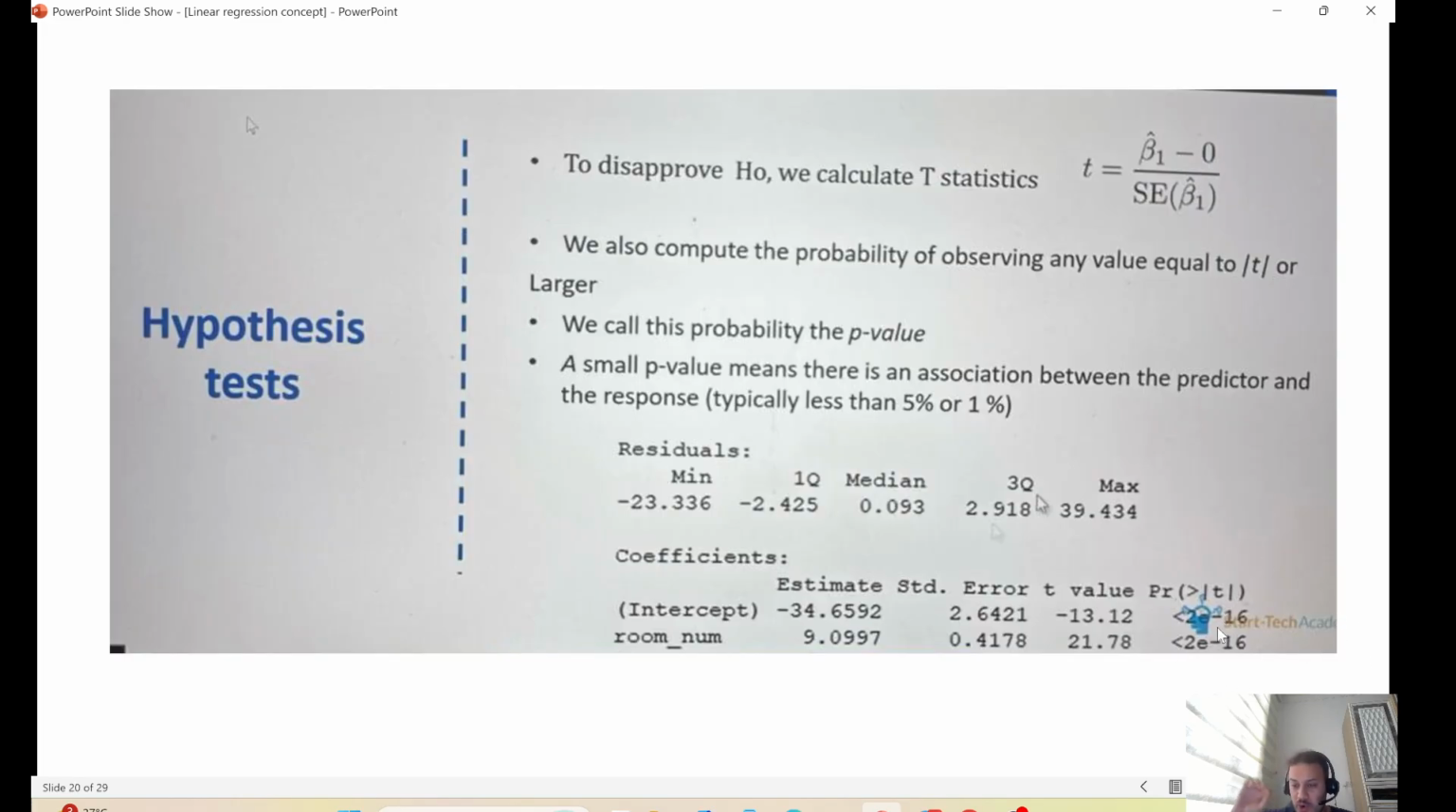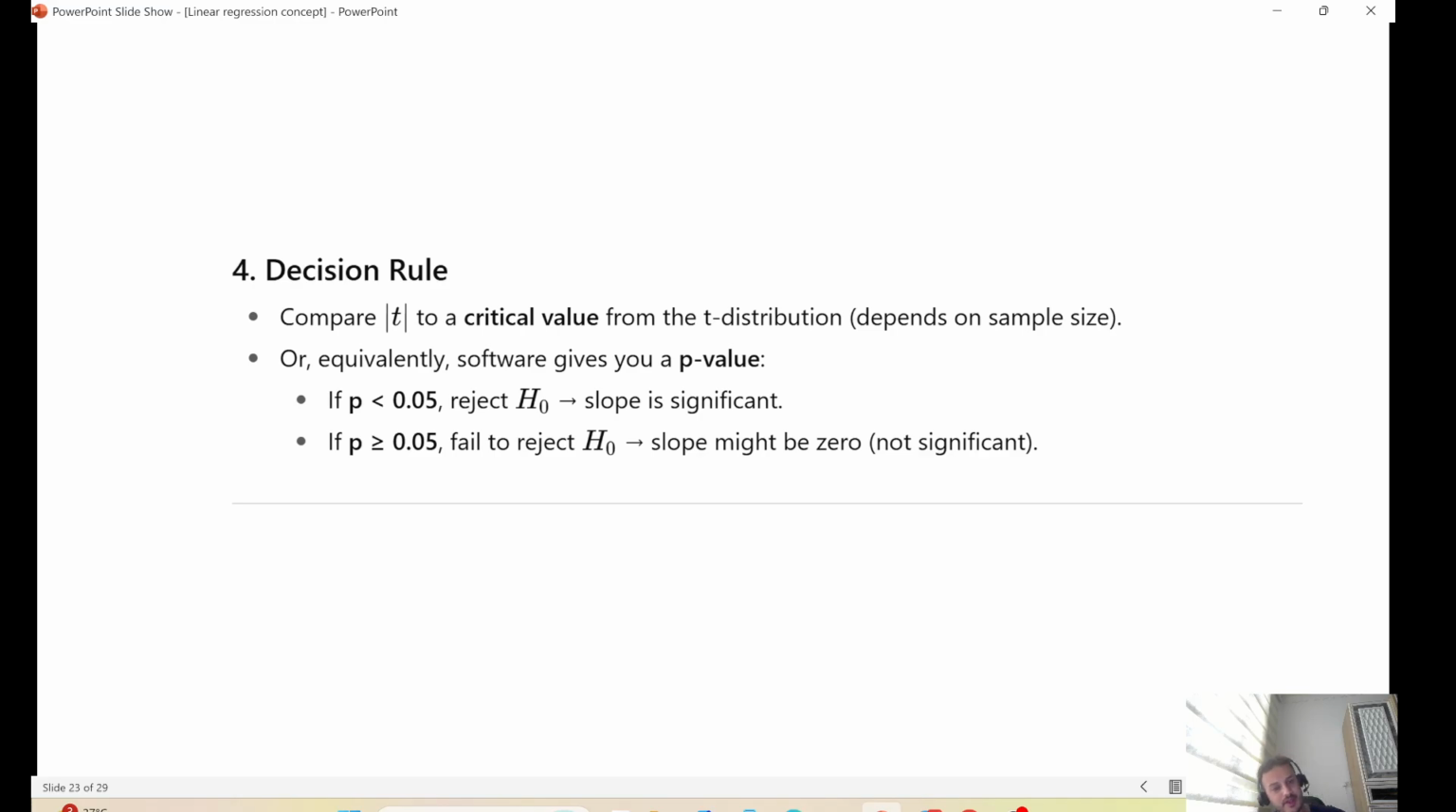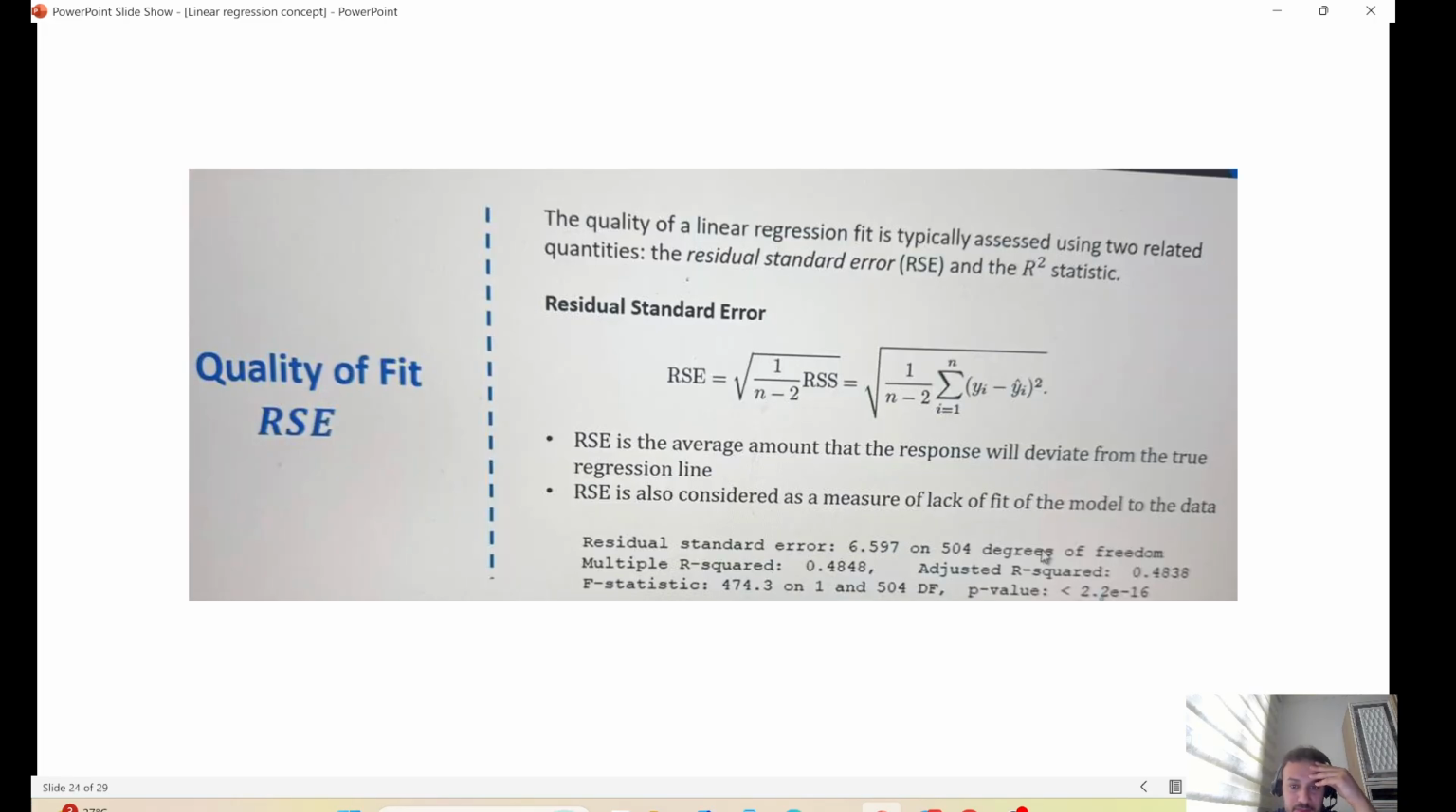You will also see that when you look at the p-value. If the p-value is very small, that means it is significant. If it's less than 0.05, that means significant. If it's more than 0.05, that means not significant.